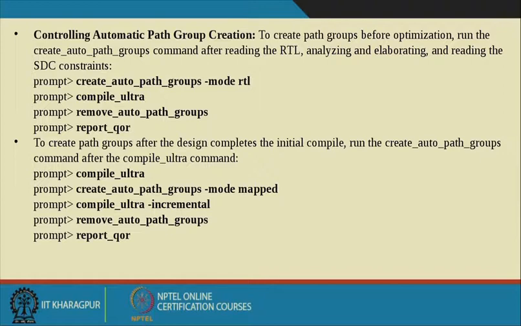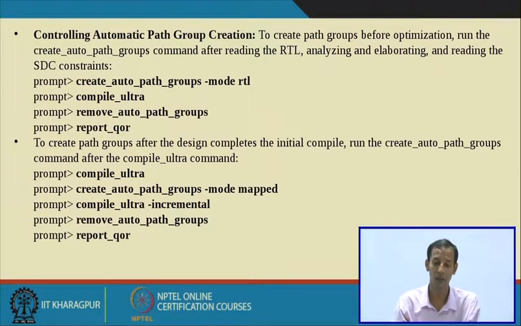That means we will create the path groups in RTL mode, then compile_ultra. If you want to remove them, use remove_auto_path_groups, which will remove the auto path groups. Then report_qor, which reports the quality of results you are getting after doing this.